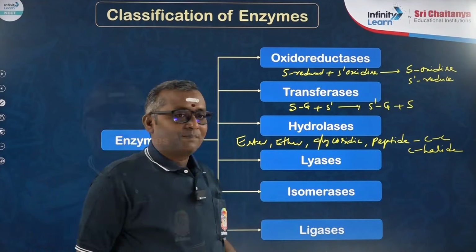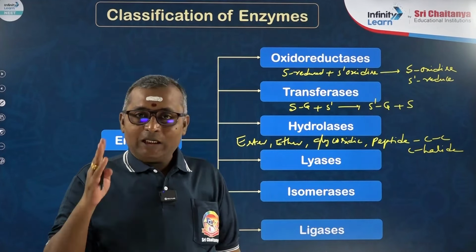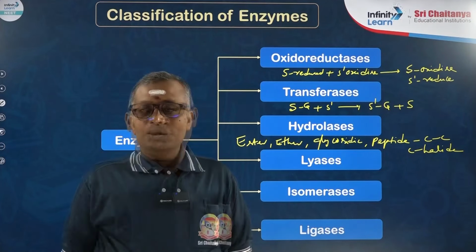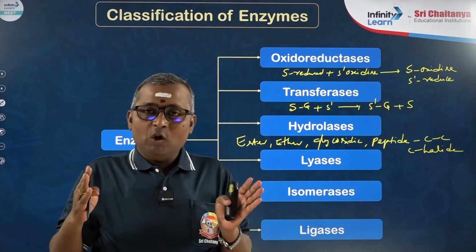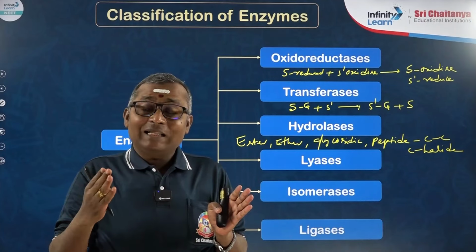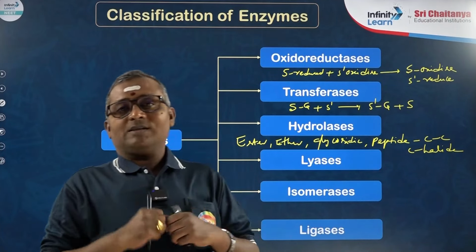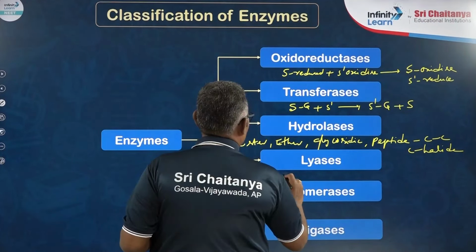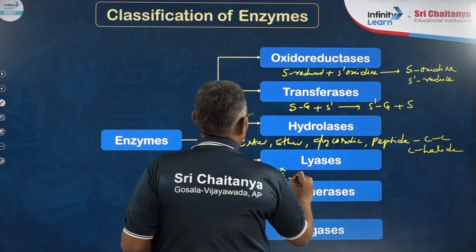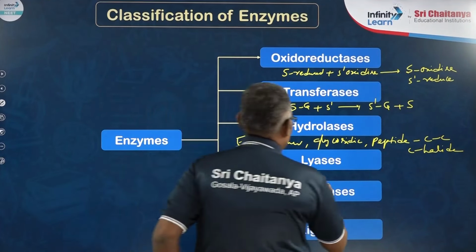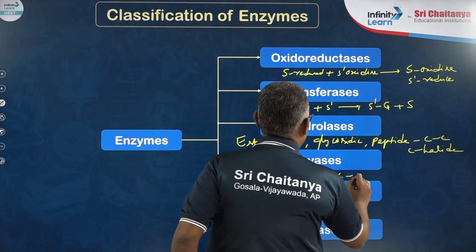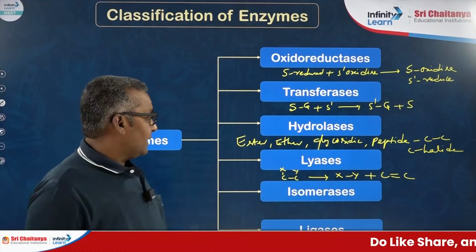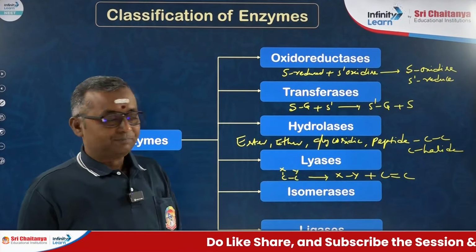Whereas lyases also cause breakdown of bonds, but without using water. So they cause removal of groups by reactions other than hydrolysis, leaving double bonds. Say, for example, C-X and C-Y is one substrate. Now XY gets removed and a double bond is formed between C and C. This is one reaction which comes under lyases.